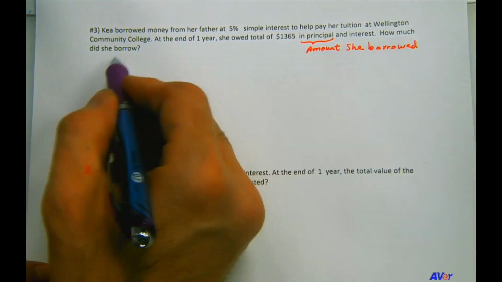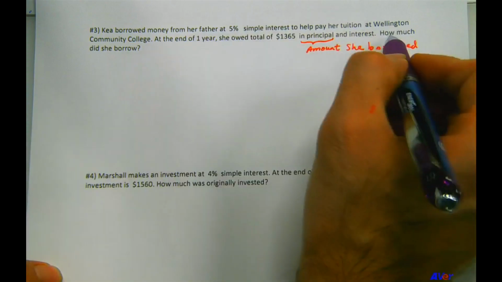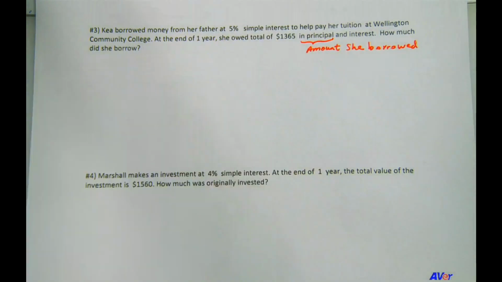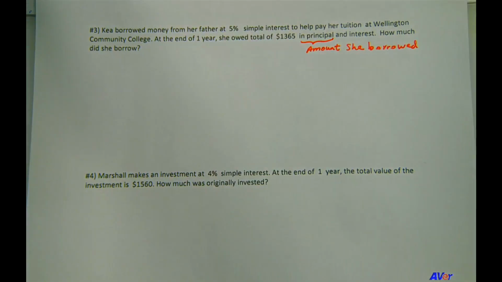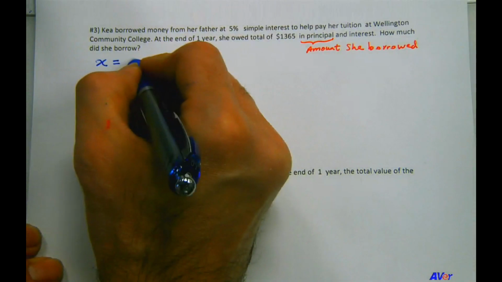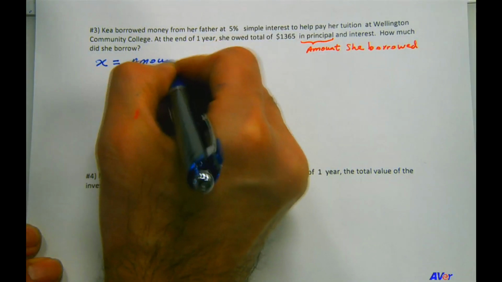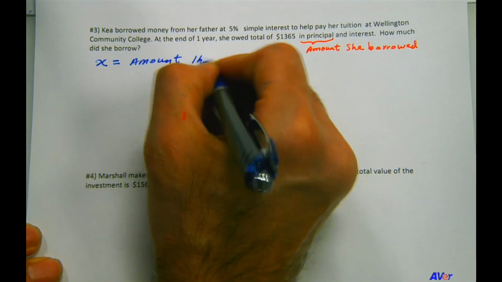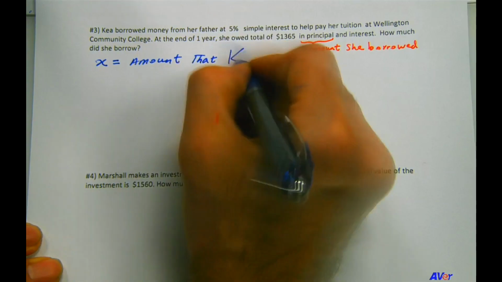How much did she borrow? Do we need a variable for that? Absolutely. If we don't introduce a variable now, we're not going to be able to solve this problem. So let's introduce the variable. X is the amount that Kia borrowed.